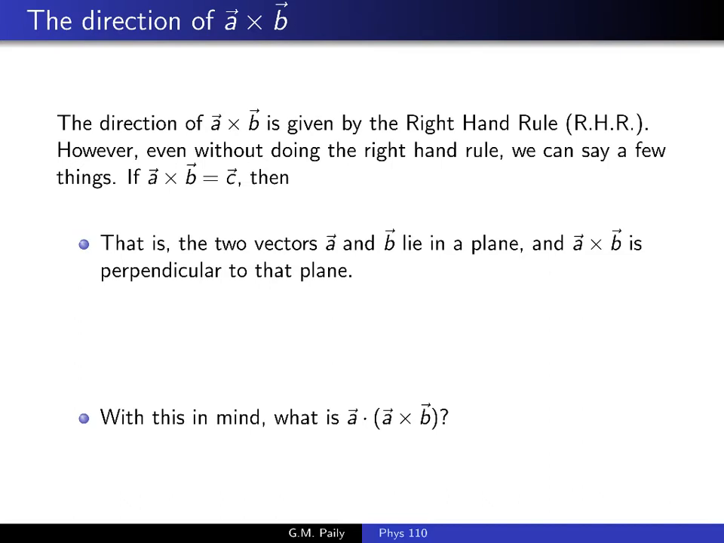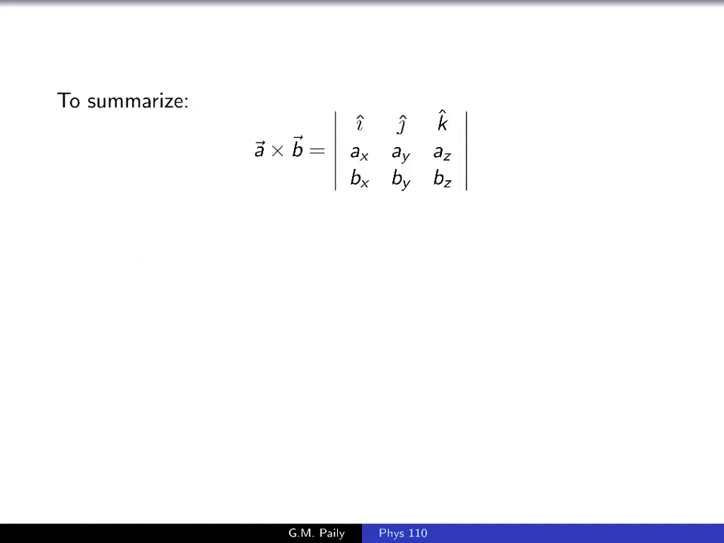With that in mind, try and evaluate A cross B dotted with A. Remember that A cross B will give us a vector, and then we can take the dot product of that vector with A. Think about what the result will be. To summarize, A cross B is an expression given by this determinant, and we can see that the result of this determinant will be a vector.